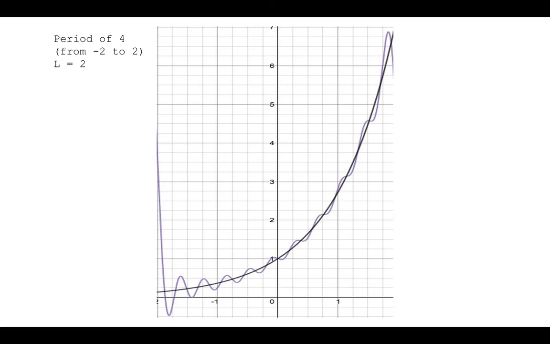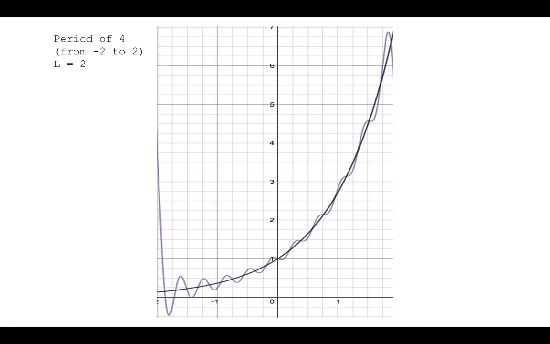Here, L equals 2, and the period is 4. It's the same function, all we've changed is the value of L. Now, depending on the range of values that we need to approximate, we can simply change the value of L. And it is fairly reasonable to do this for any Fourier series.